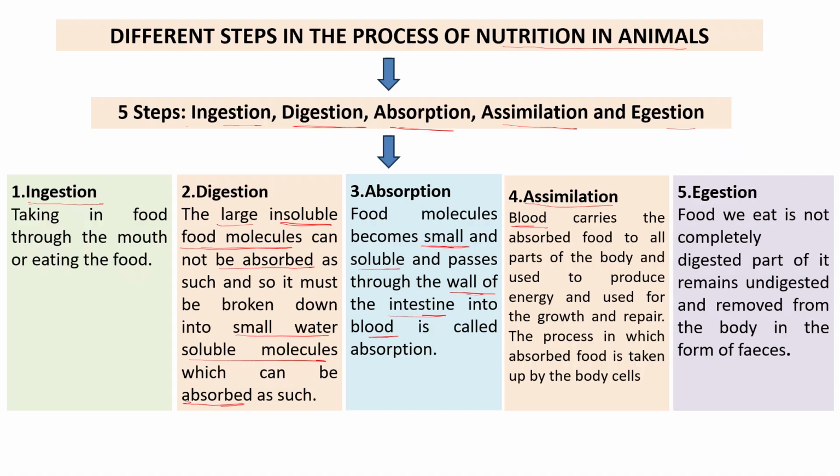And now assimilation is, now the food has been absorbed in the blood. So what will blood do? Blood will carry it to all parts of the body, and there it will be taken up by the body cells, produce energy, and this energy will be used for growth and repair, and this is called assimilation.